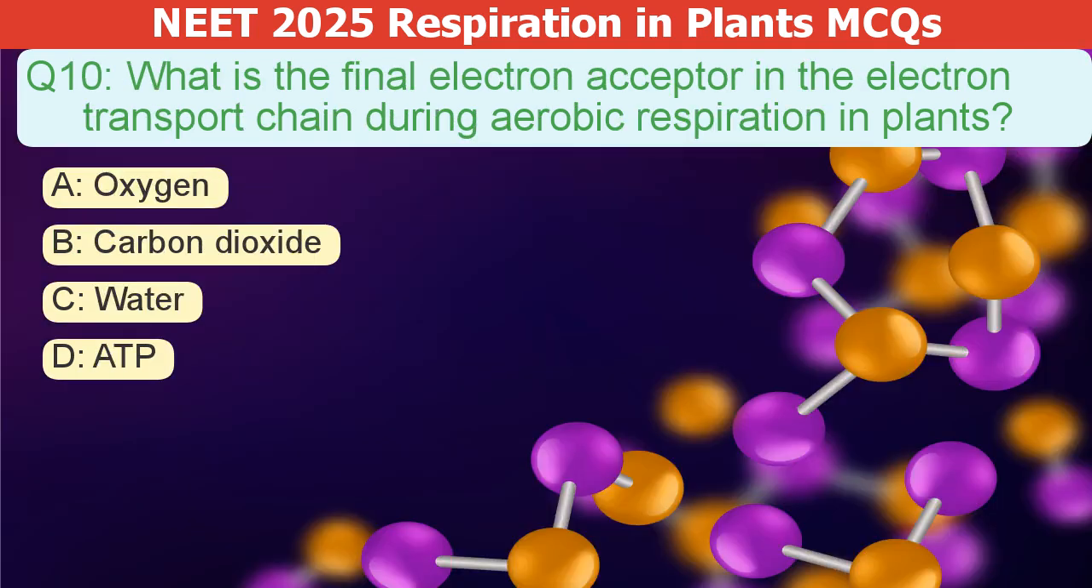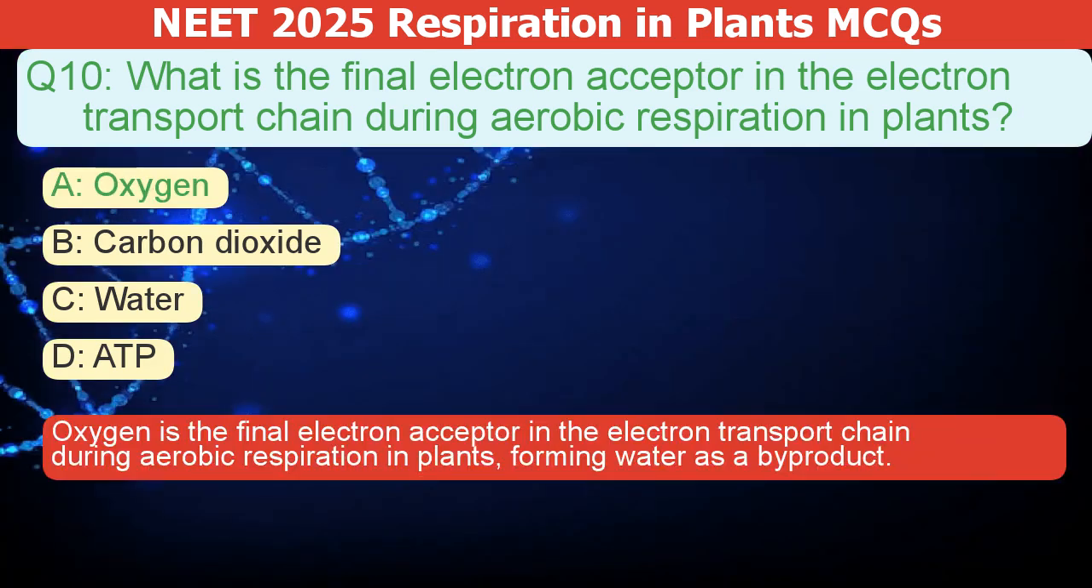What is the final electron acceptor in the electron transport chain during aerobic respiration in plants? A. Oxygen. B. Carbon dioxide. C. Water. D. ATP. The correct answer is A. Oxygen is the final electron acceptor in the electron transport chain during aerobic respiration in plants, forming water as a byproduct.